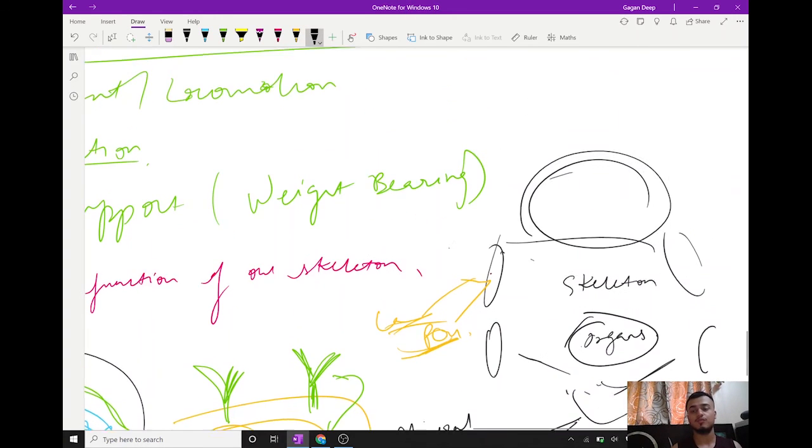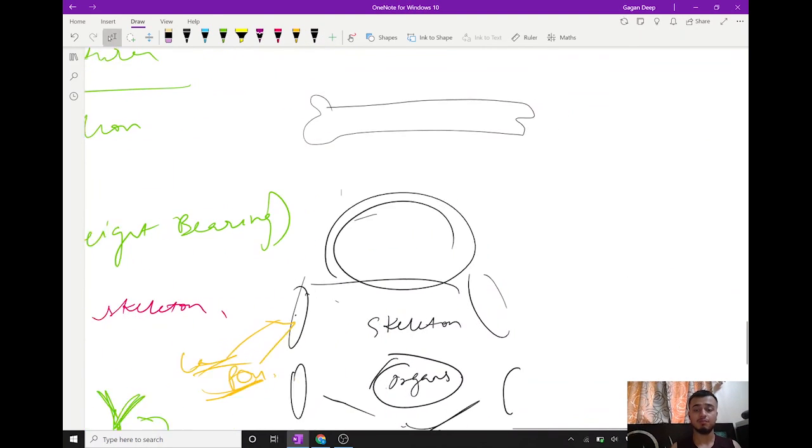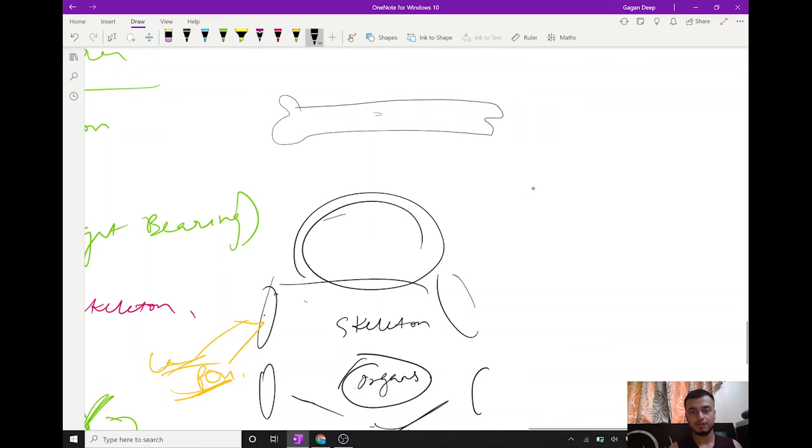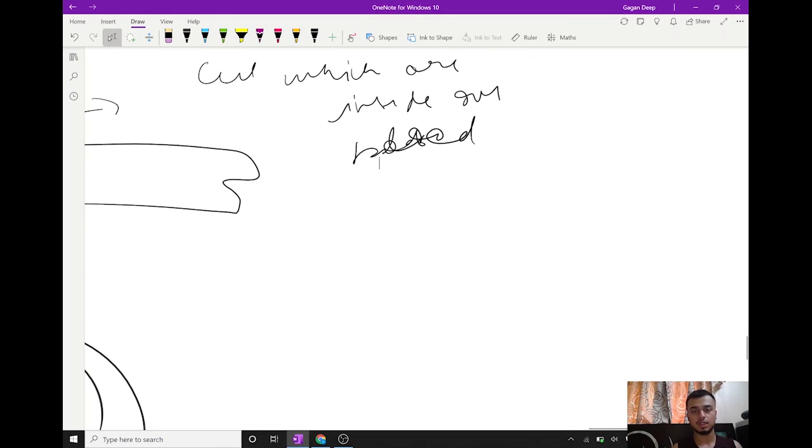The other function of bone, which we will be studying later, is that bone is also involved in formation of our blood. What do I mean by that? It forms the cells which are inside our blood. Now name some cells which are inside our blood and I'll zoom in. Till then I'll give you 2 seconds to think.